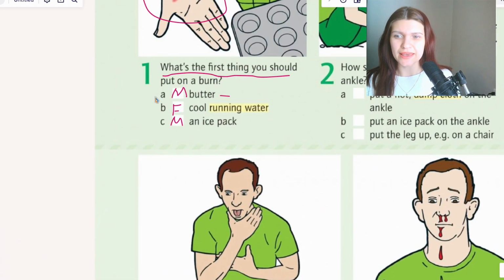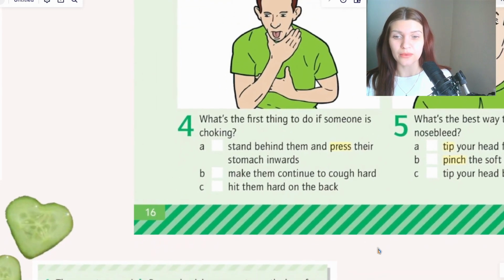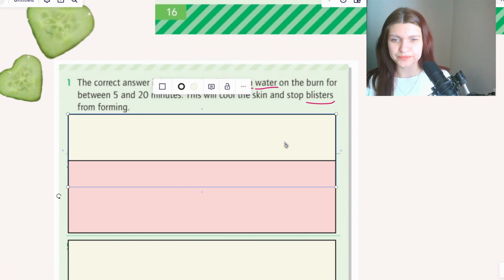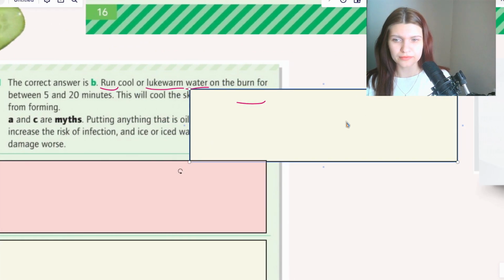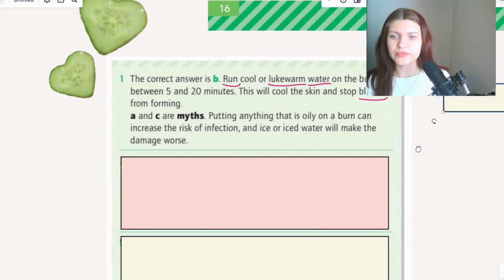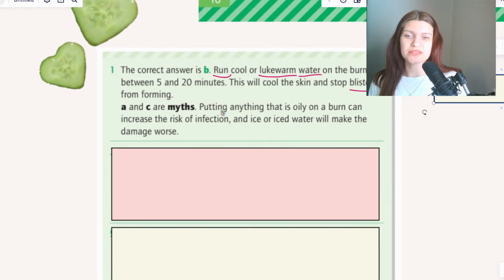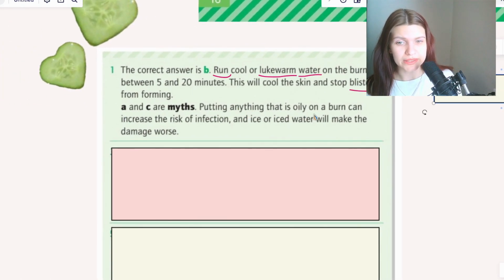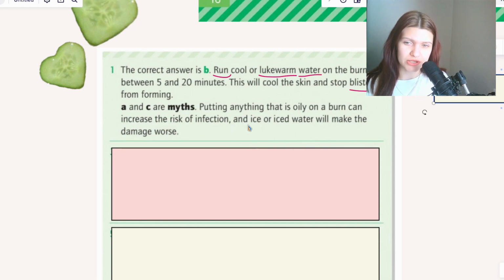It means A and C are myths. Why? Let's read. Putting anything oily on a burn can increase the risk of infection, and ice or iced water will make the damage worse. Okay, it can get worse. I think something like that.